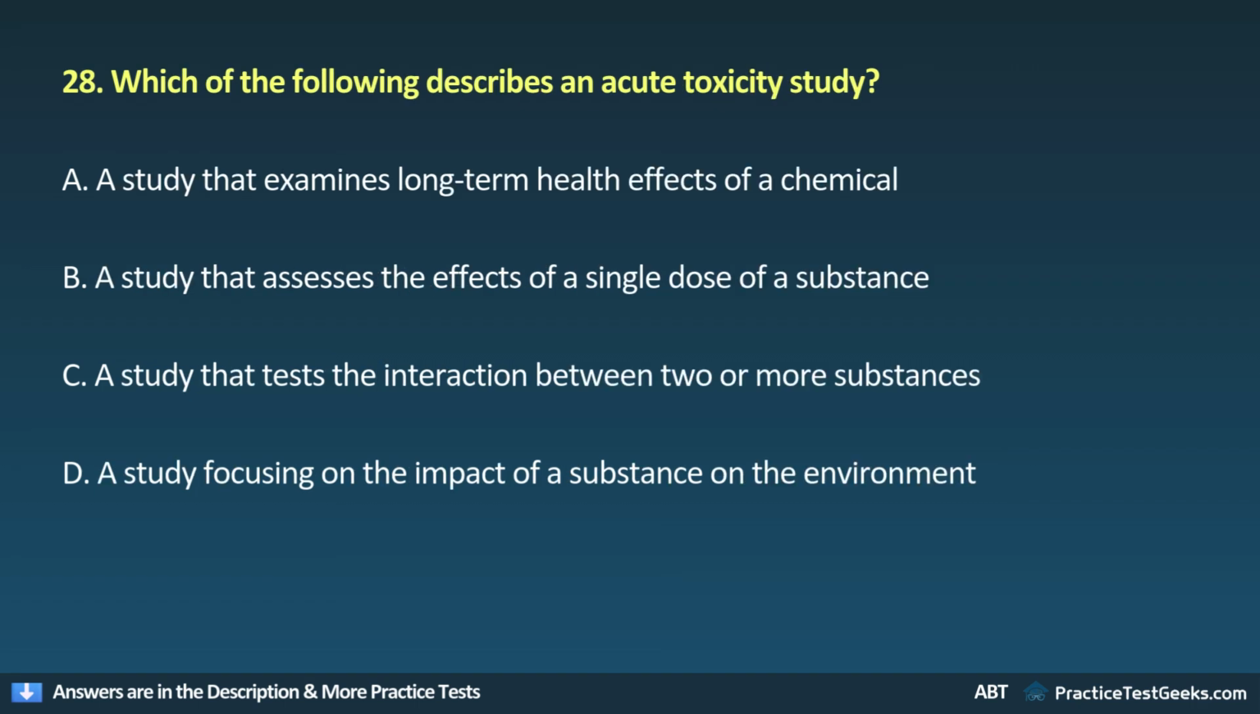28. Which of the following describes an acute toxicity study? A. A study that examines long-term health effects of a chemical. B. A study that assesses the effects of a single dose of a substance. C. A study that tests the interaction between two or more substances. D. A study focusing on the impact of a substance on the environment.